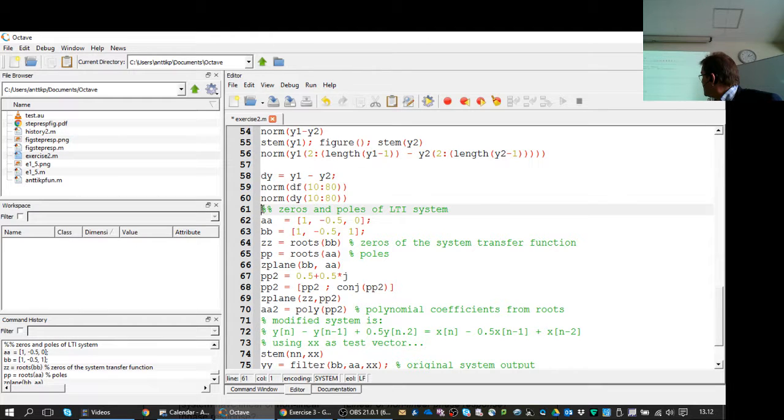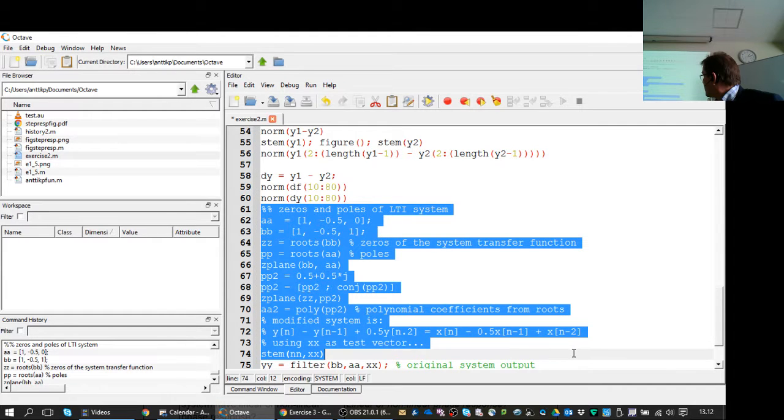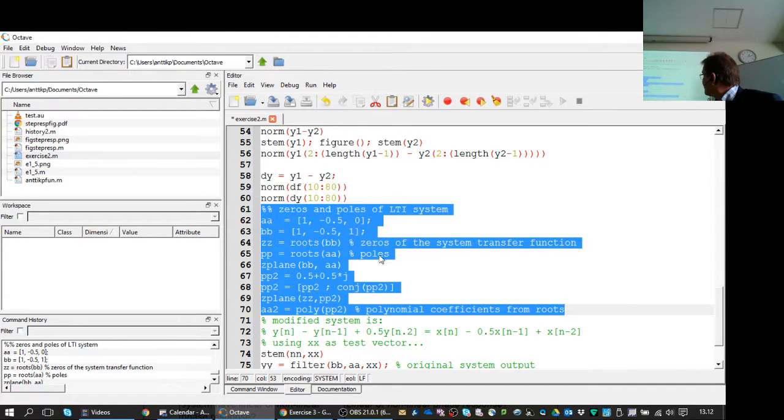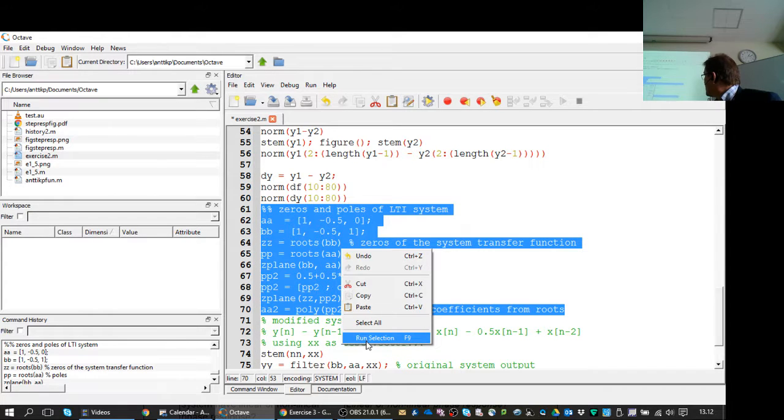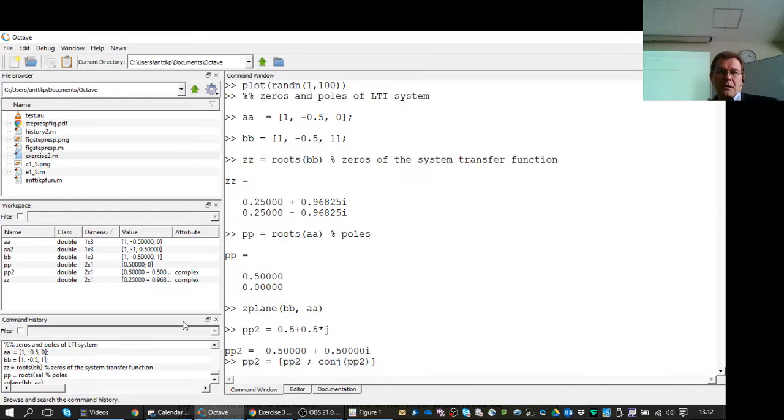Actually, let me take this system. Okay, if I just paint it and do run selection, there we go. So I'm actually now dealing with this system. This is from yesterday's history file. Okay, just an example, these are the commands.